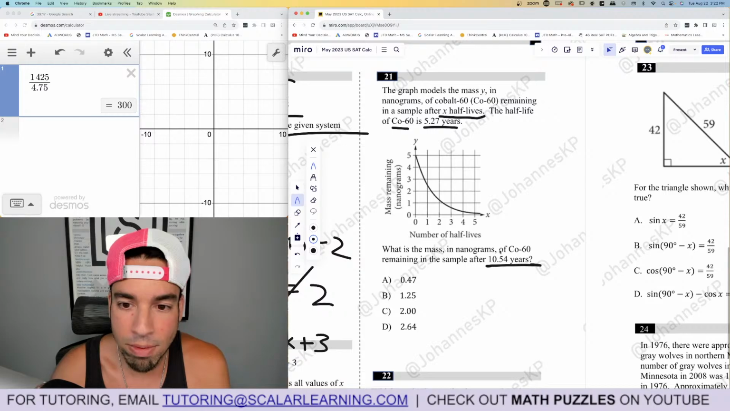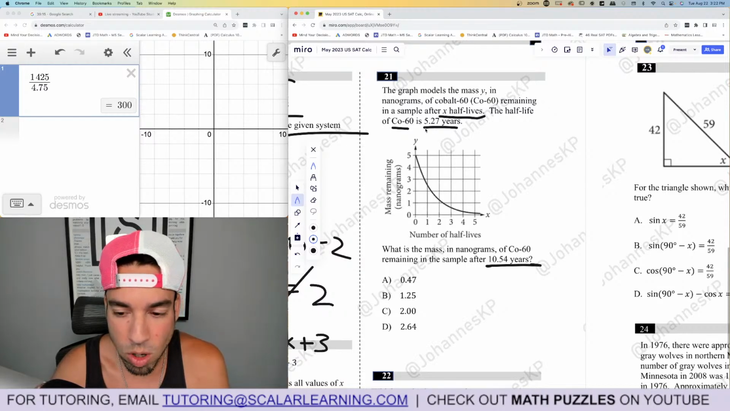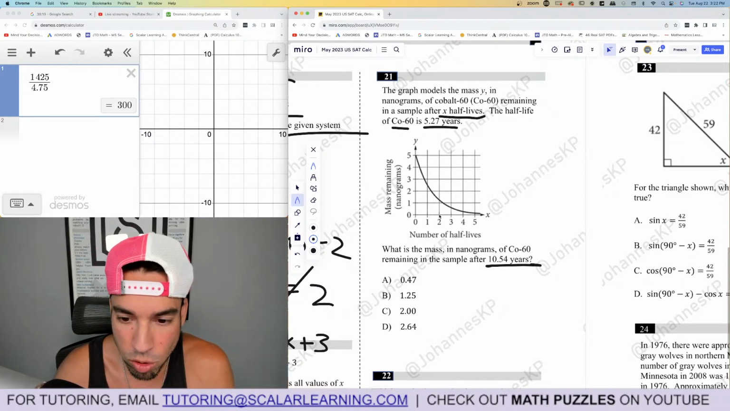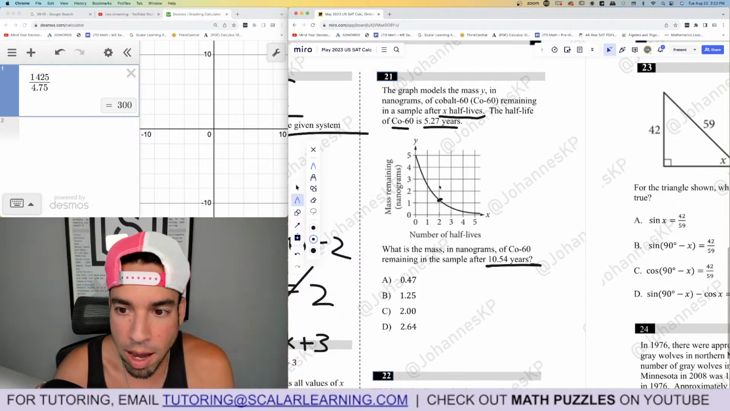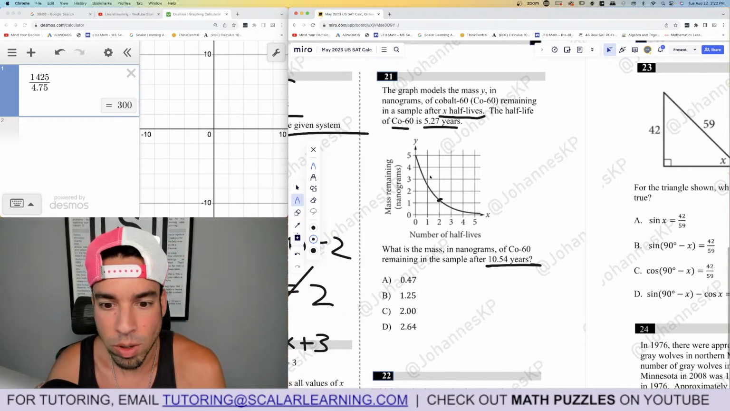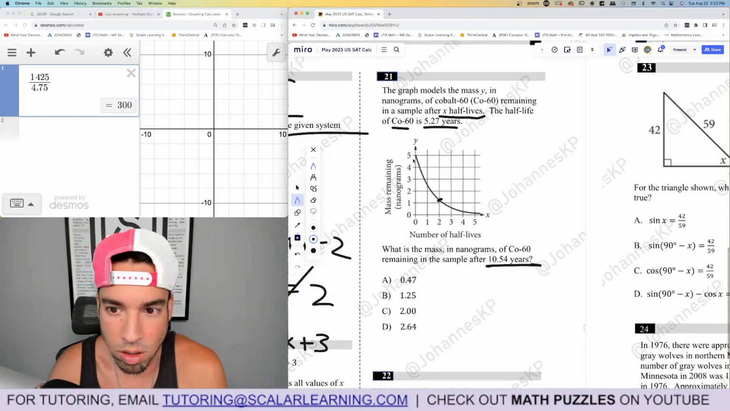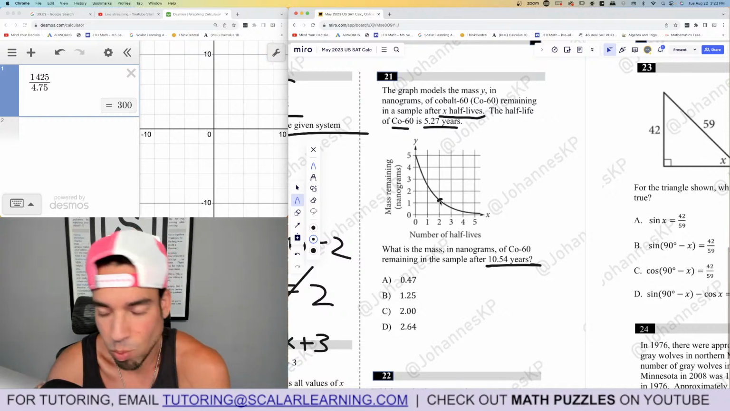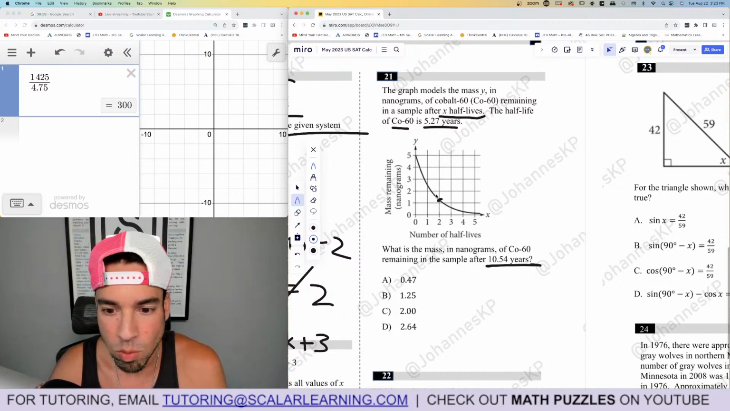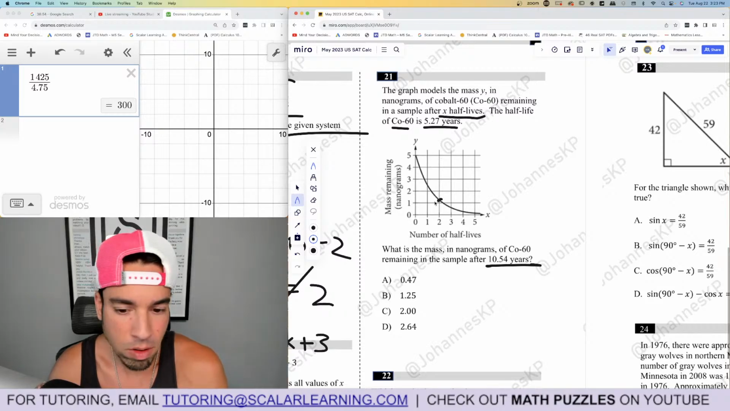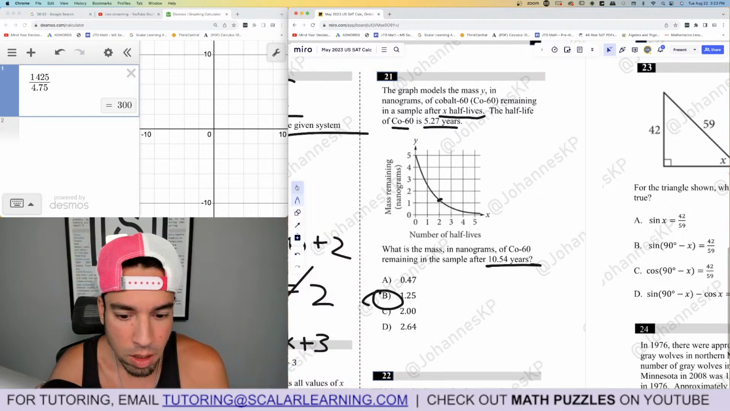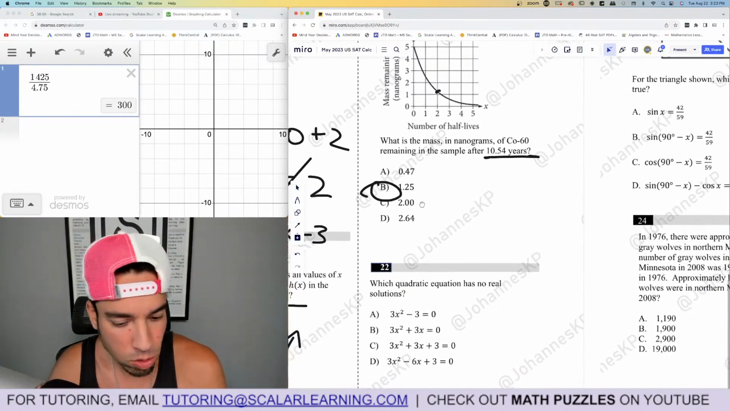Oh, that's 2 half-lives. 5.27 is 1 half-life. 10.54, that's doubled, so it's 2 half-lives. So it's right here. And wait, mass remaining, start at 5. I'm just trying to make sure I didn't oversimplify it, because it's 1.25 is what it looks like. 1 half-life, 2 half-lives. Okay, I don't think I'm misreading it. Just double checking. We're getting into the later questions, so I want to make sure I don't make any silly mistakes.